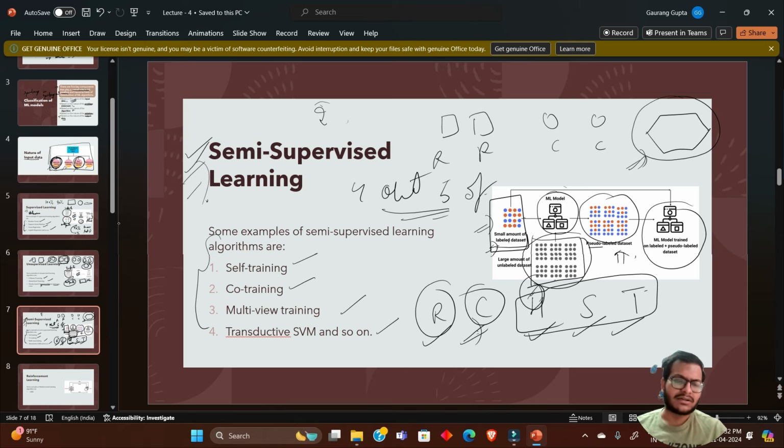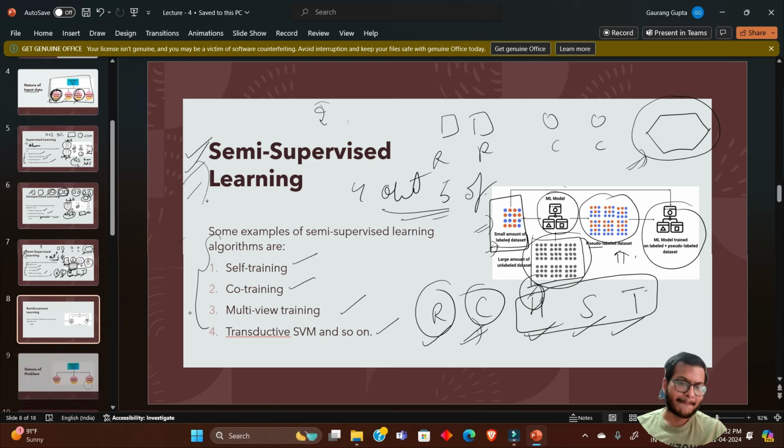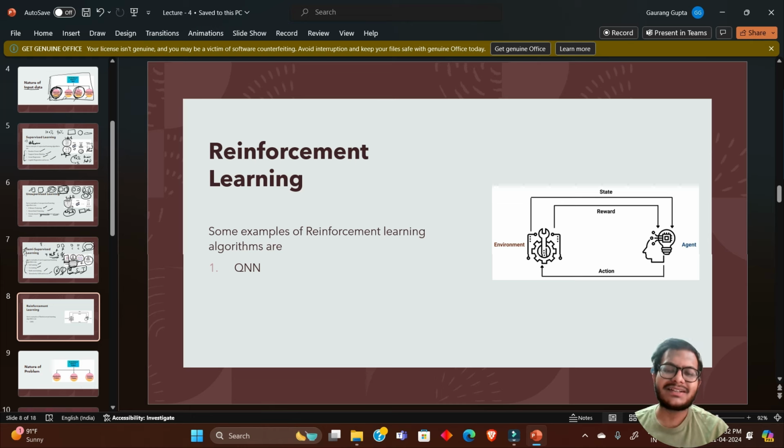So there are different algorithms that work better on any given data. Now, what is reinforcement learning? This is very different from all these three.